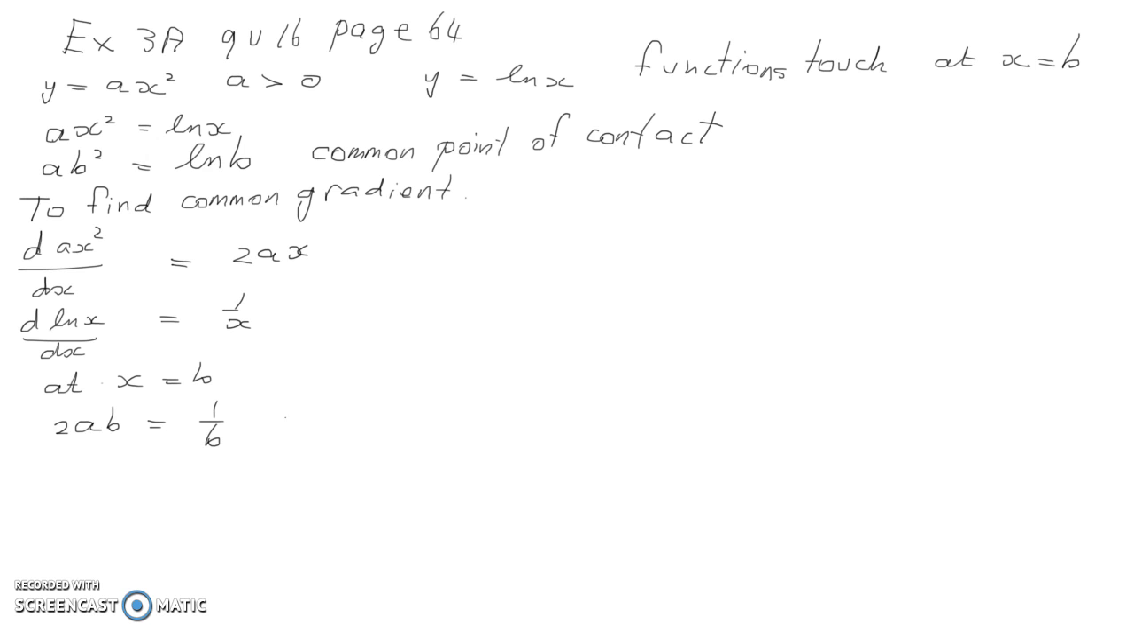And if we refer back, that is the equation. So that's the common gradient. We'll call that equation 2. And up here, common point of contact was equation 1. Part B was to show that the point of contact is root e and a half.